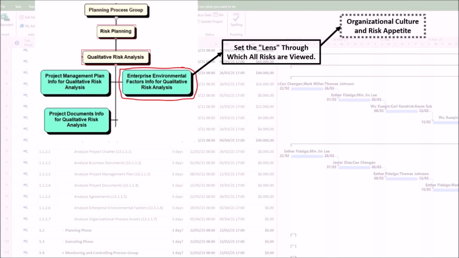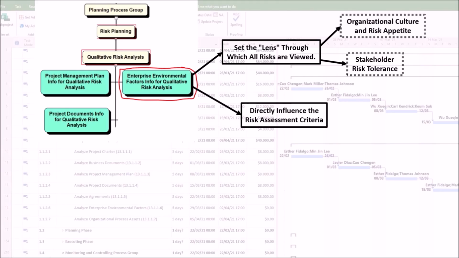First, organizational culture and risk appetite. A risk-averse organization, for example, in pharmaceuticals or aerospace, will rate a moderate risk as high. A startup in a fast-moving tech sector might rate the same risk as low, accepting it for greater reward. Second, stakeholder risk tolerance. This is a direct enterprise environmental factor. It dictates the thresholds for what is considered a high or low risk on the probability and impact matrix.